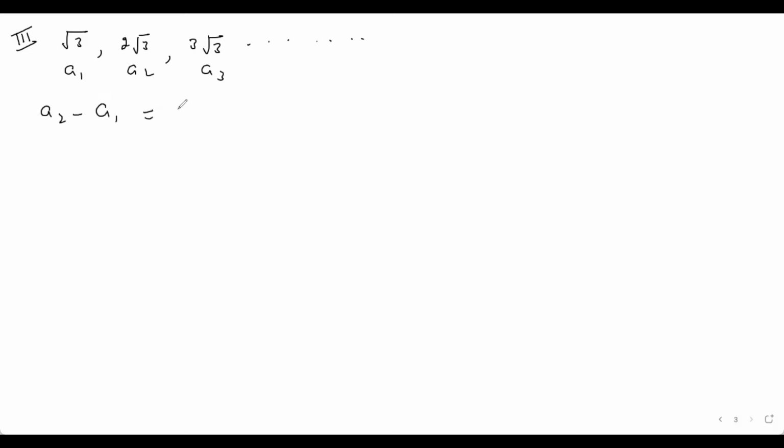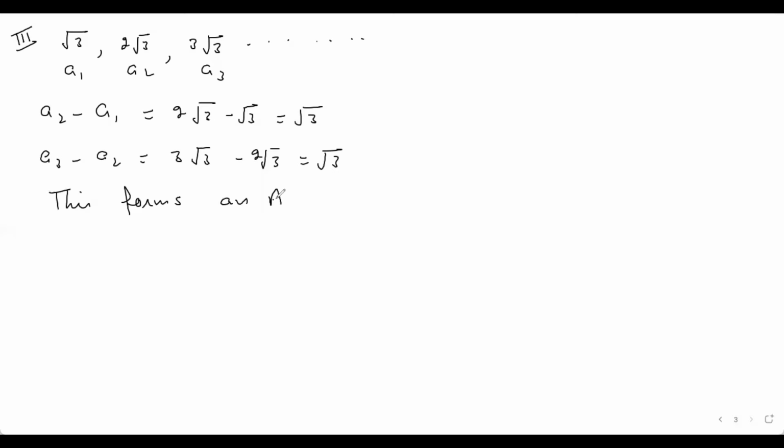A2 minus A1 is 2 root 3 minus root 3, that is root 3. And A3 minus A2 is equal to 3 root 3 minus 2 root 3, that is root 3. So common difference is same. It means this forms an AP.